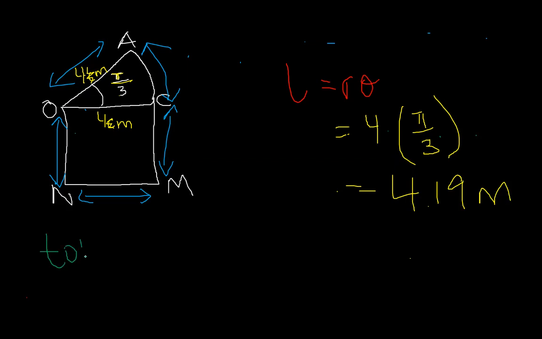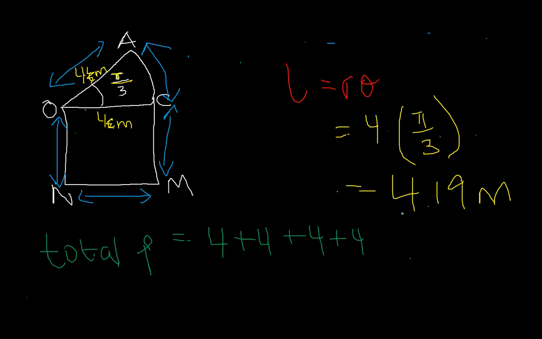So I'll put total P, so perimeter, right? We said we need to find the sum of all these sides. So it's 4 plus 4, let me write it down. 4 this side plus 4 plus 4 plus 4 plus this arc length.